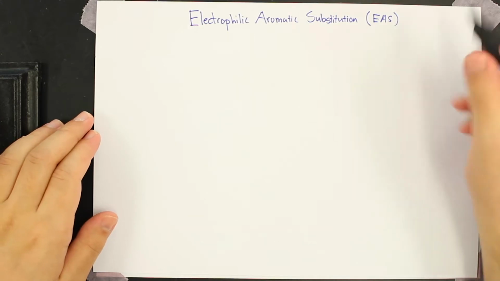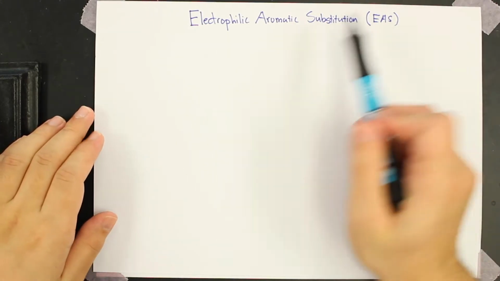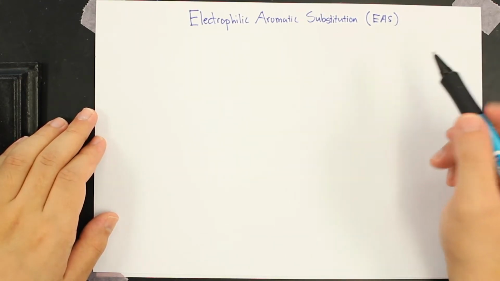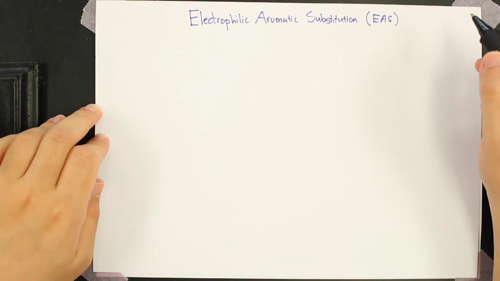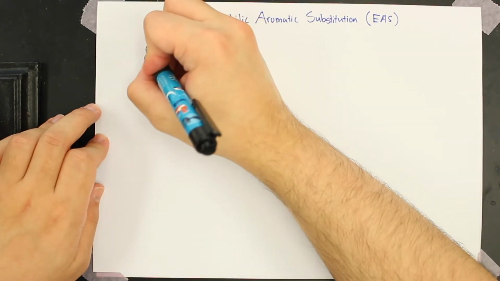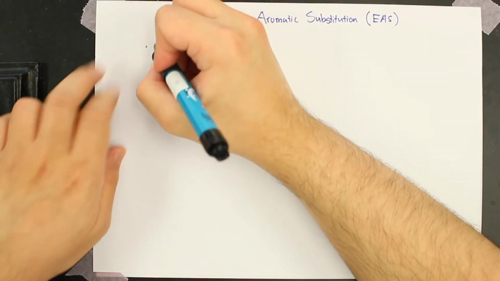In this lab, we're going to be covering a nitration reaction, and a nitration reaction is a special type of electrophilic aromatic substitution, or EAS reaction. You may have heard of these reactions covered in your lecture, but we're going to do a little bit of a refresher session on EAS reactions. So what is an EAS reaction?